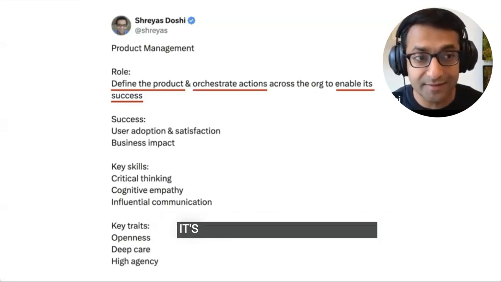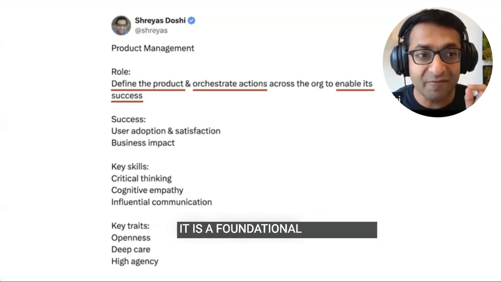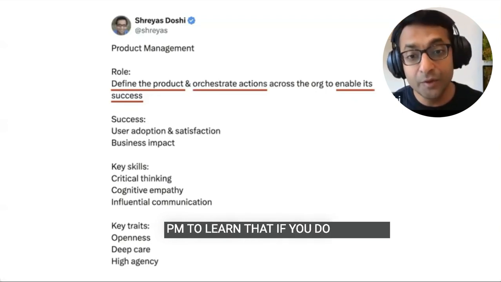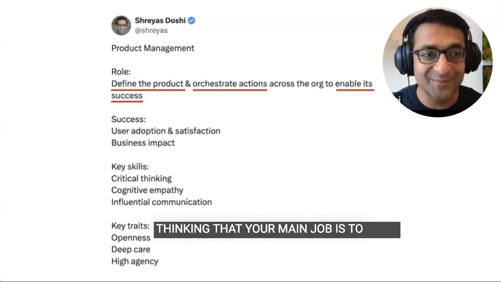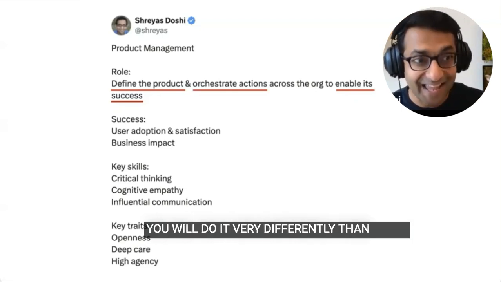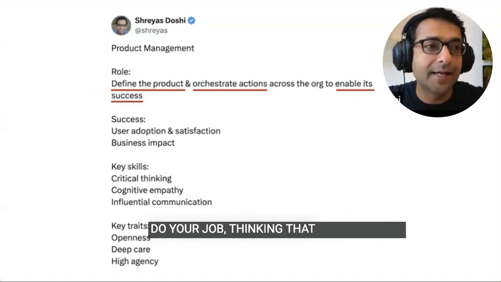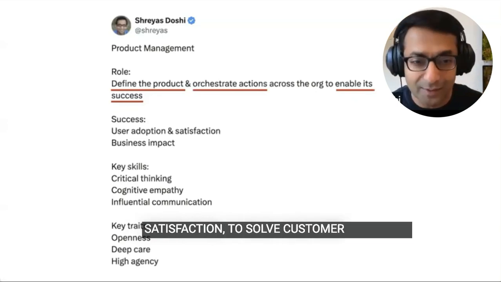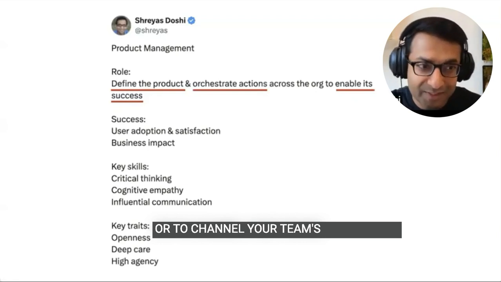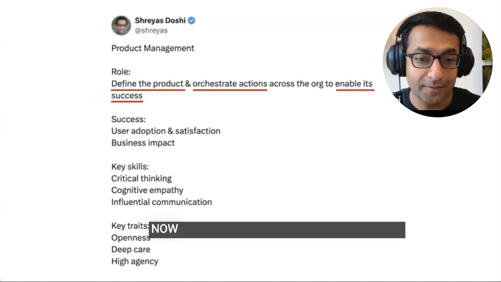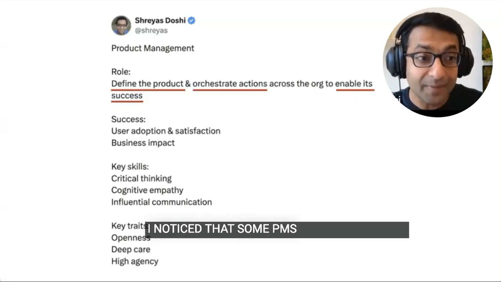And I want you to understand this, it's not a semantics point, okay? It is a foundational difference. It took me almost 10 years of being a PM to learn that if you do your job thinking that your main job is to make your product successful, to make it win, you will do it very differently than if you do your job thinking that your job is to make customers happy or to bring customer satisfaction, to solve customer problems, or to channel your team's talents and resources to make something useful or some other kind of feel-good goal. Now, while it took me 10 years as a PM to learn this, I consider myself lucky because I noticed that some PMs never learn this.